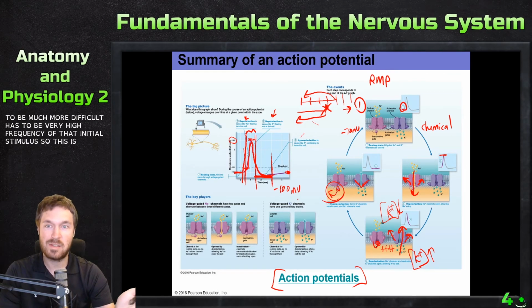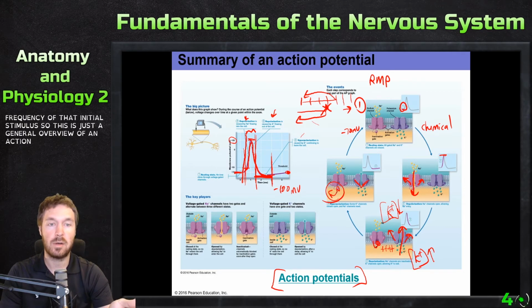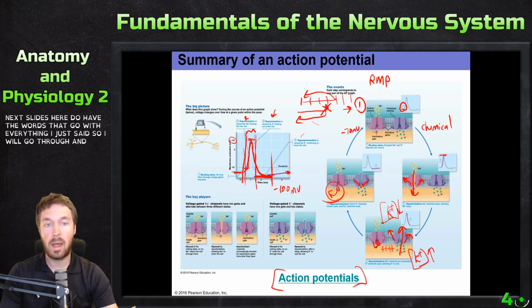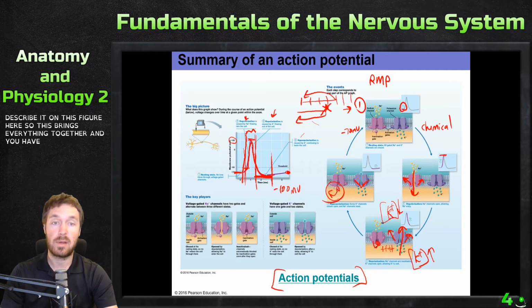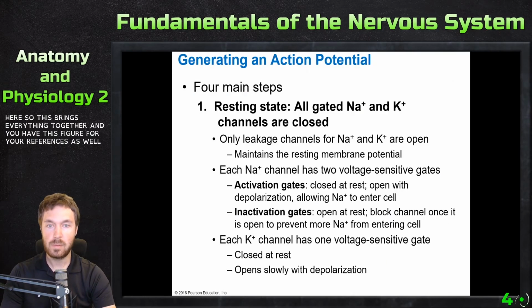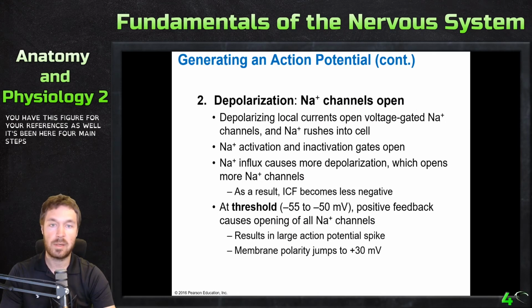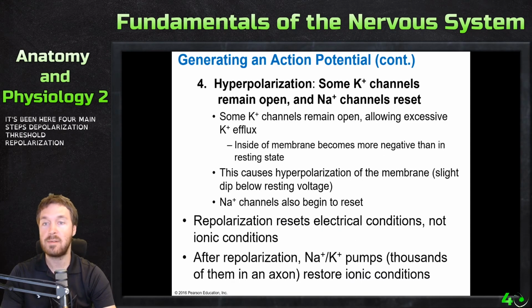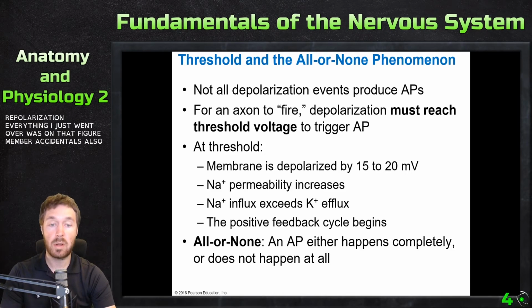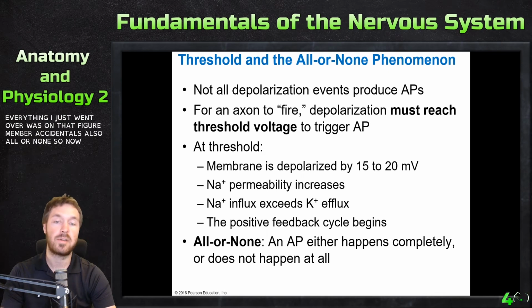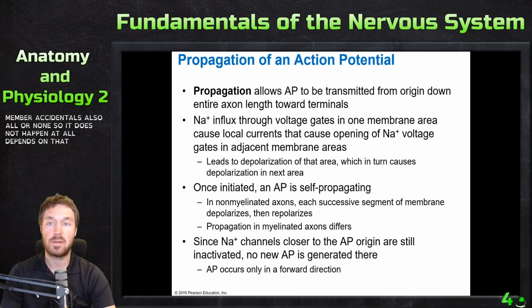So this is just the general overview of an action potential. All the next slides here do have the words that go with everything I just said. You have access to these slides, but I much prefer to describe it on this figure here. This brings everything together, and you have this figure for your reference as well. So then here, four main steps: depolarization, threshold, repolarization. Everything I just went over was on that figure. Remember, an action potential is also all or none, so it either happens completely or does not happen at all. It all depends on that sodium channel.